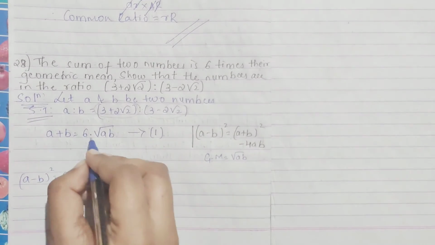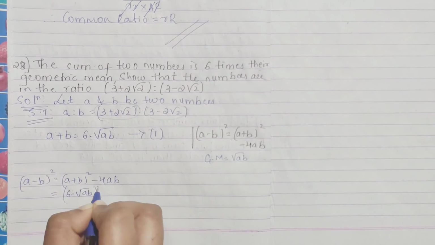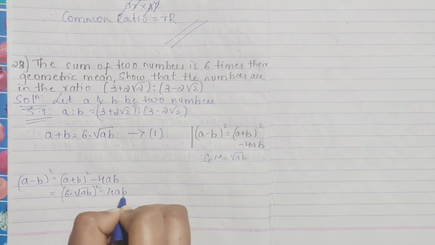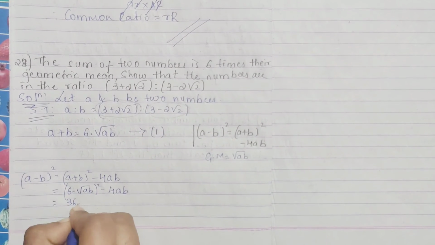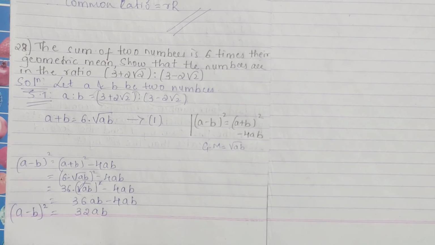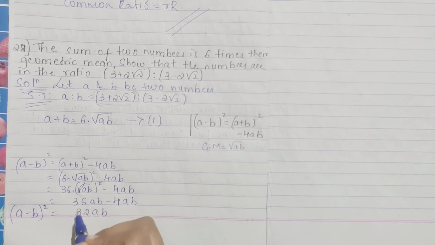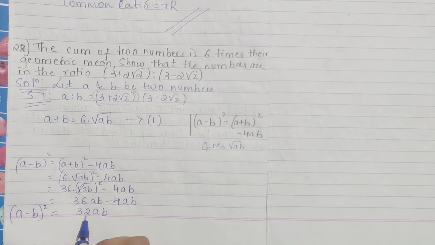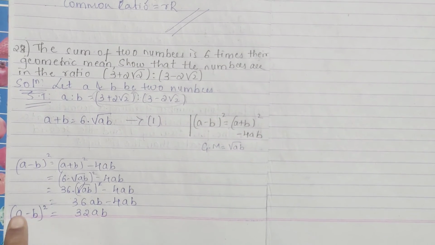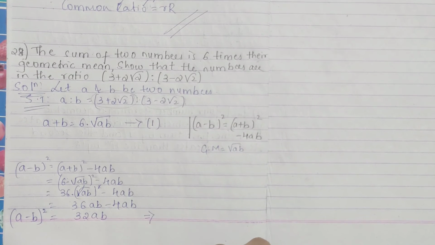So A plus B, what are you getting? 6 into root AB the whole square minus 4AB, right? So this is 6 square, 36, so you're getting 36 root AB the whole square. The root gets cancelled, I'm having 36AB minus 4AB. 36 minus 4 AB, you're getting 32AB. This is A minus B the whole square, right?